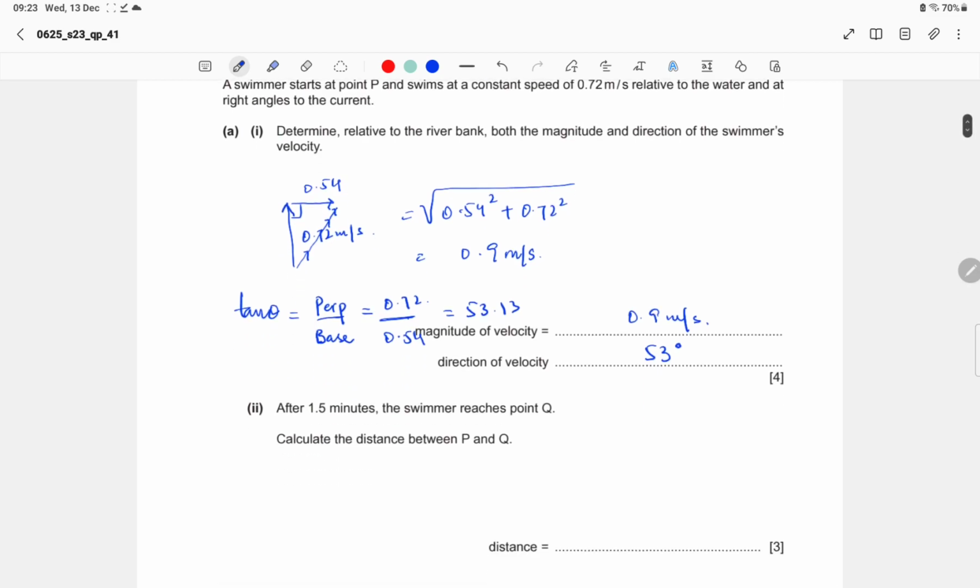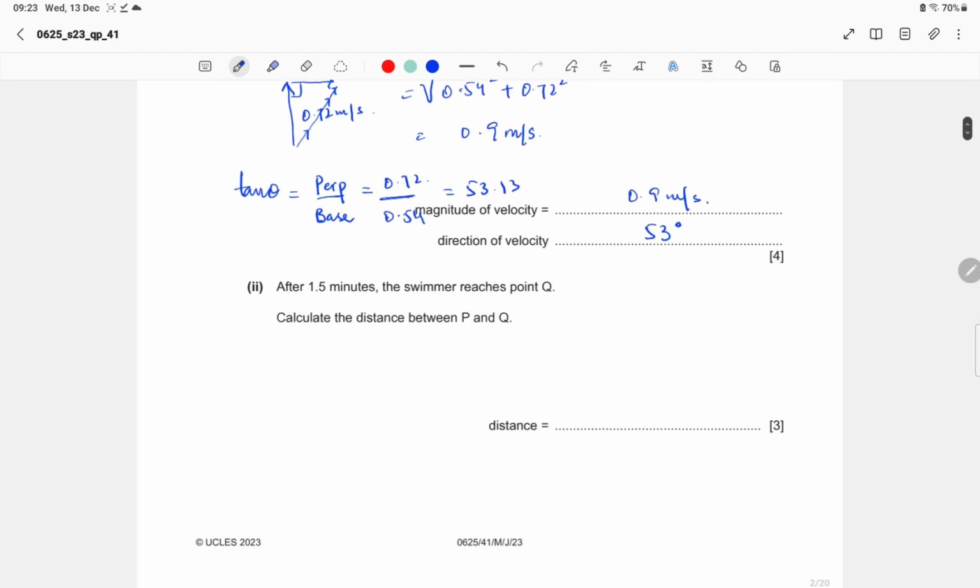Okay, now moving to the next question. After 1.5 minutes, the swimmer reaches point Q. Calculate the distance between P and Q. Okay, so what you need to do is you have the magnitude of the velocity over here, and speed is equal to distance over time. So speed times time will give you distance. So if you have the speed, which is 0.9, times 1.5 minutes, which is 90 seconds, you have to convert into this, so it's going to be 81 meters.